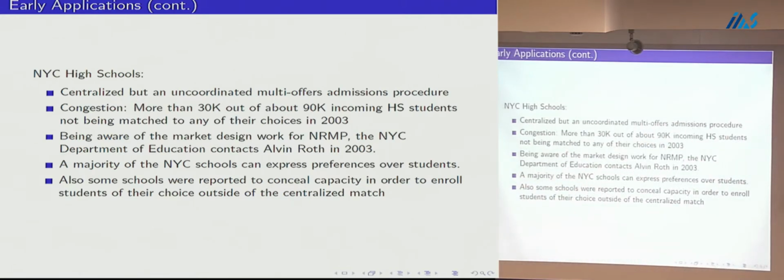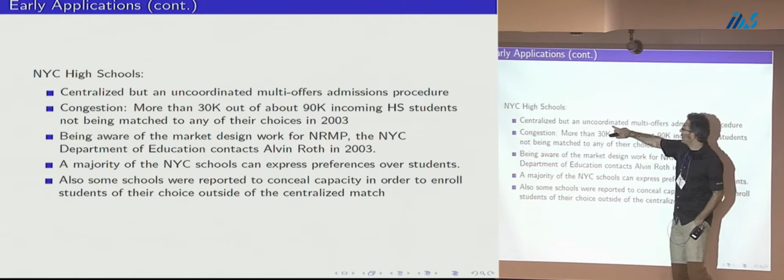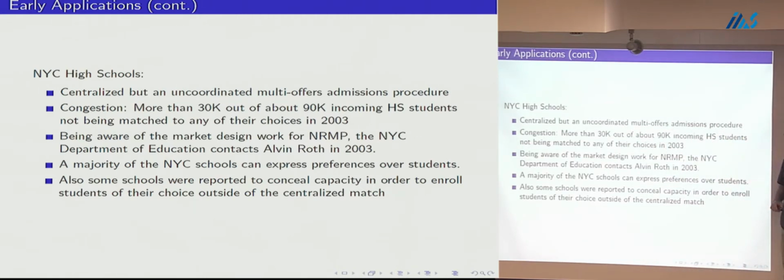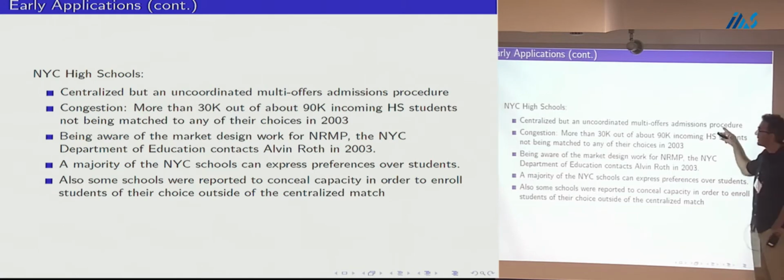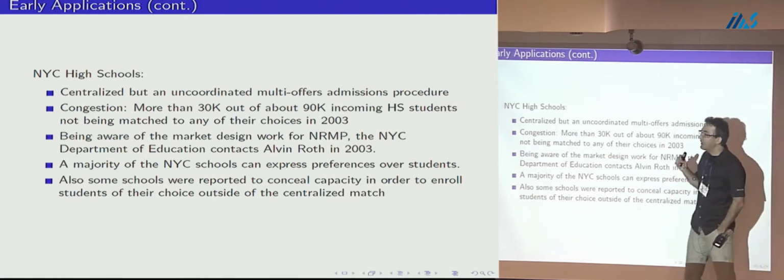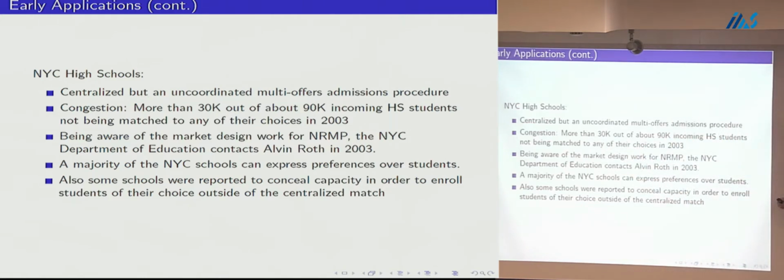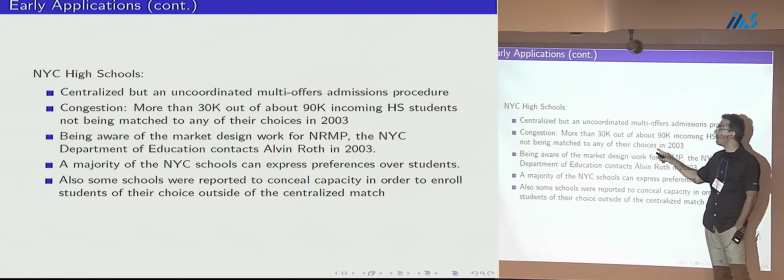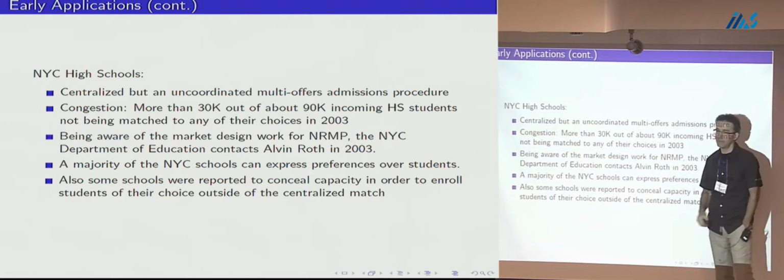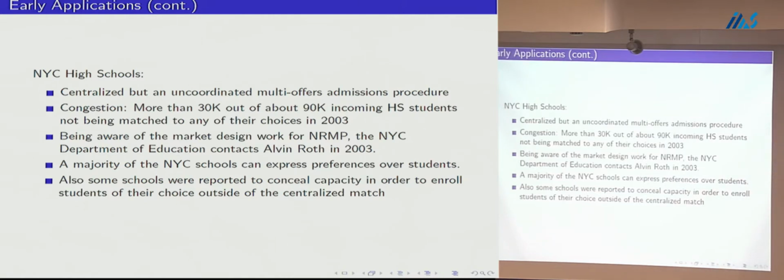It had a centralized but uncoordinated multi-offer admissions system in place. But that system was not able to clear the market. More than 30,000 students out of about 90,000 were not being matched to any of their choices by the end of March, by the end of the main admissions process. And being aware of Al's work for the National Residency Matching Program, the city contacted Al in 2003.